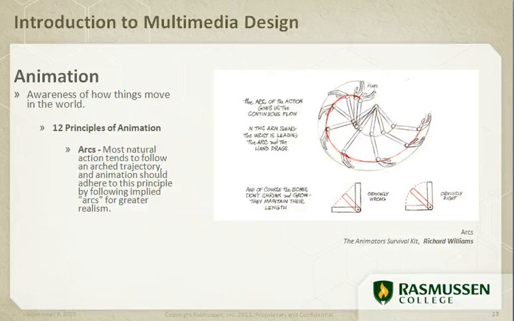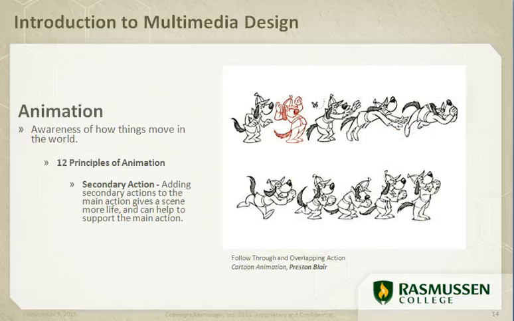The next principle is arcs. Most natural action tends to follow an arced trajectory. An animation should adhere to this principle by following implied arcs for greater realism. This can apply to a limb moving or a rotating joint or a thrown object moving around a parabolic trajectory. The exception is mechanical movement, which typically moves in straight lines, something that you might see with a robot. An object in motion that moves out of its natural arc for no apparent reason will feel erratic rather than fluid.